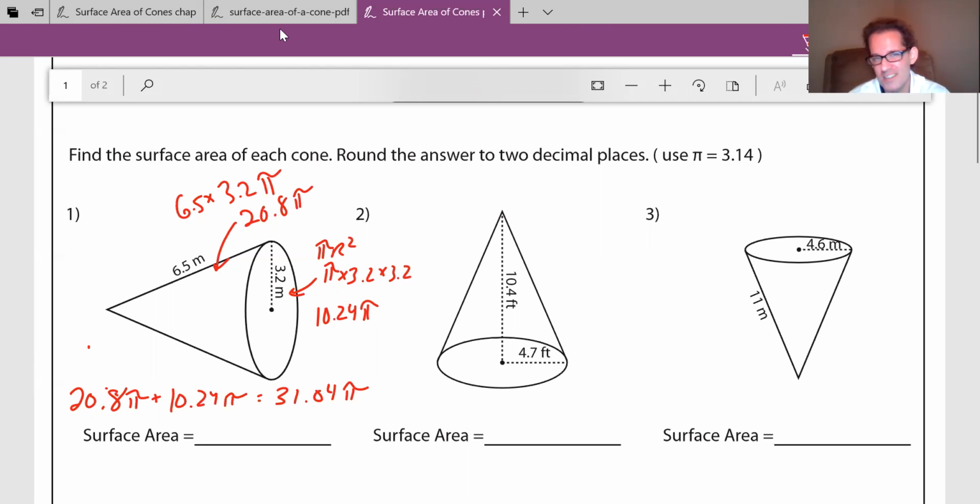97.4656. I would round this to the nearest tenth place. I would just round this to 97.5 square meters.